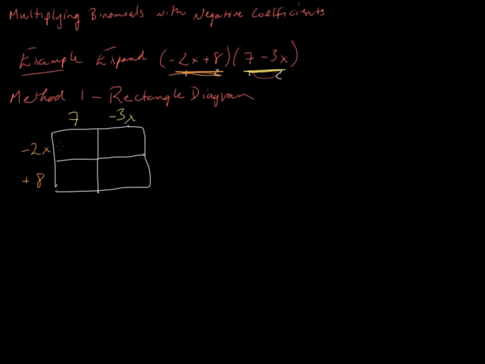Well, minus 2 times 7 is minus 14, and then the x there, so it's minus 14x. If we go across to the next column, we have minus 2x times minus 3x. Well, minus times a minus is positive, so that's going to give us positive 6x squared, because x times x gets us our x squared.